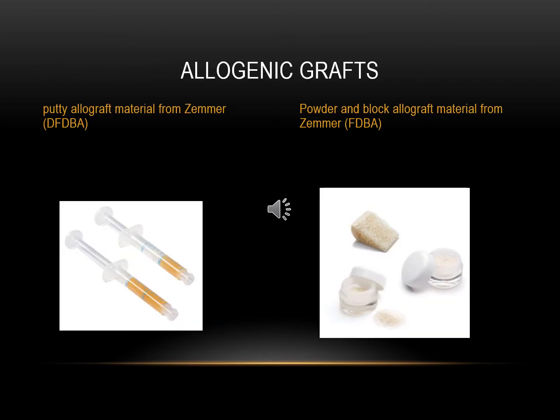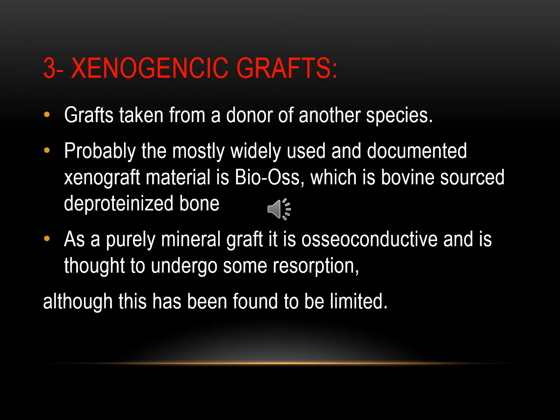This picture shows different types of allogenic graft. The allogenic graft can be used as a bone block, or as a bone powder or particles. The third type of bone graft, according to their sources, is the xenogenic graft.